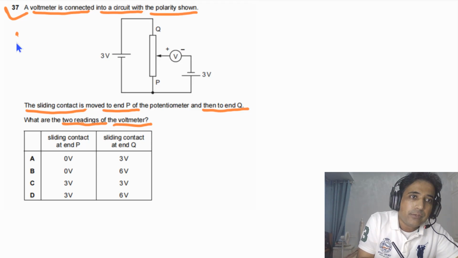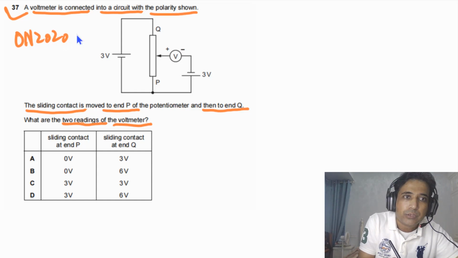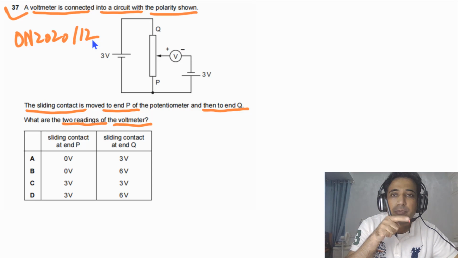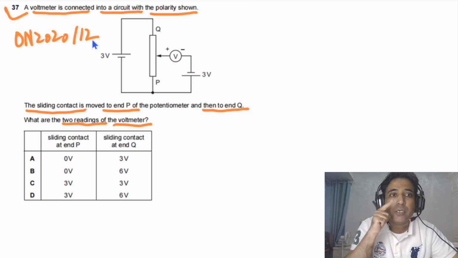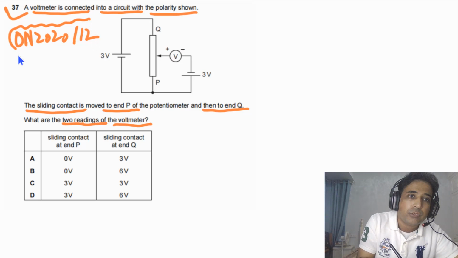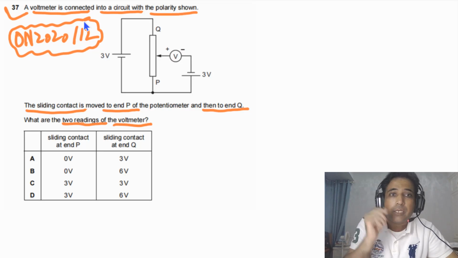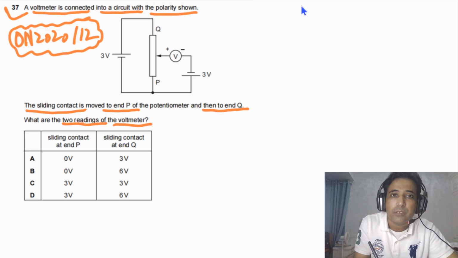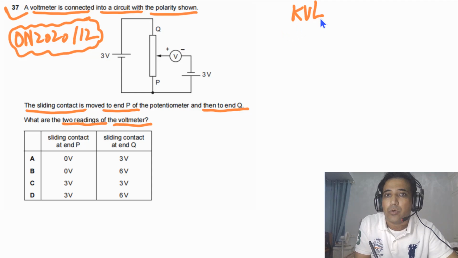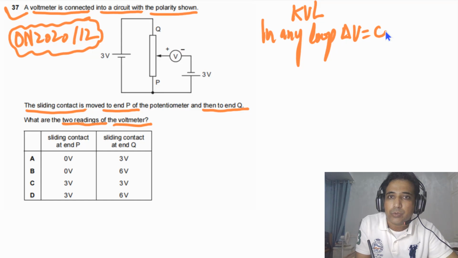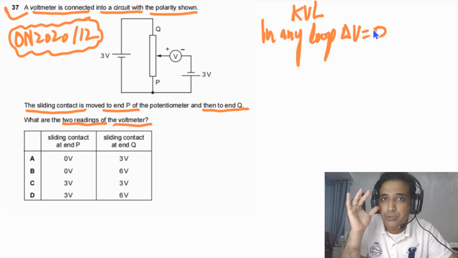I have explained this question in October-November 2020 paper 1-2 using the potential method, and this is a repeated question, the same question you will see in October-November 2020 paper 1-2. I have explained it in that paper using the potential method, and now I will explain the same question using Kirchhoff's second law. According to Kirchhoff's second law, in any complete loop, delta V is equal to 0. This is based on conservation of energy.